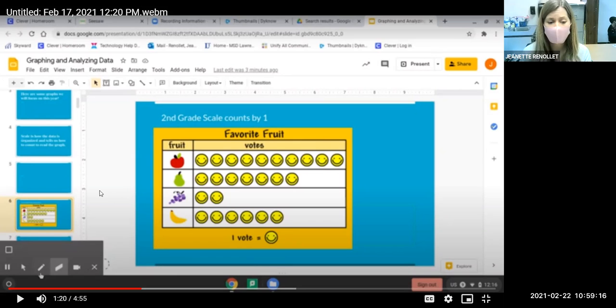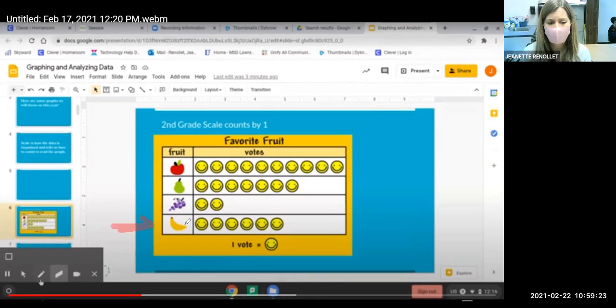There are 6 smiley faces next to banana. 1, 2, 3, 4, 5, 6. So we know that 6 people voted for banana. That is a 2nd grade skill. Today we're going to talk about graphs that have a scale that's different than 1.